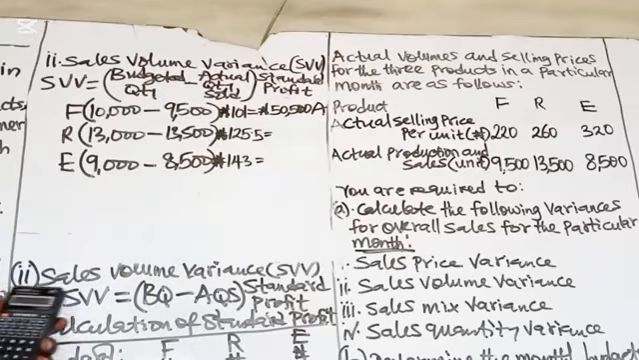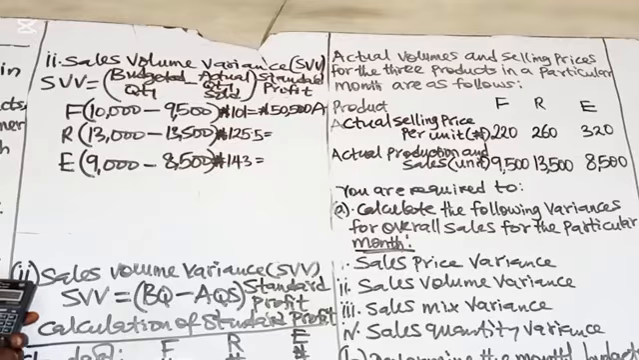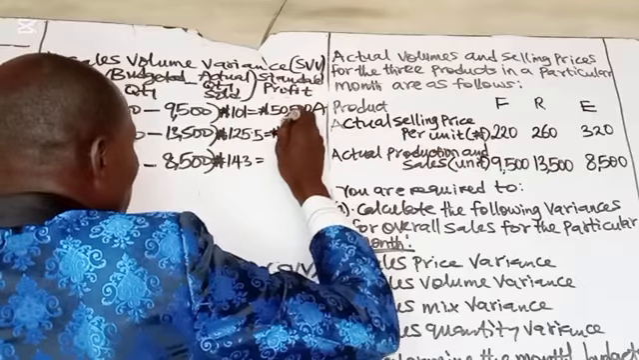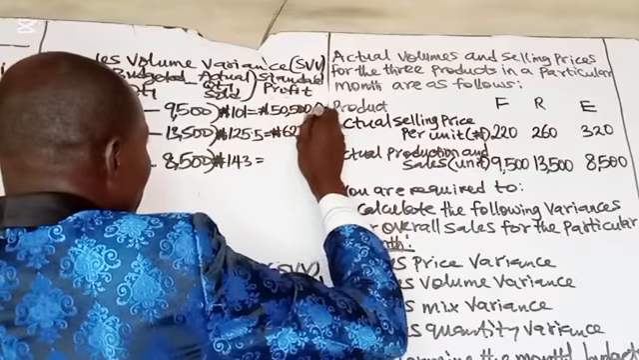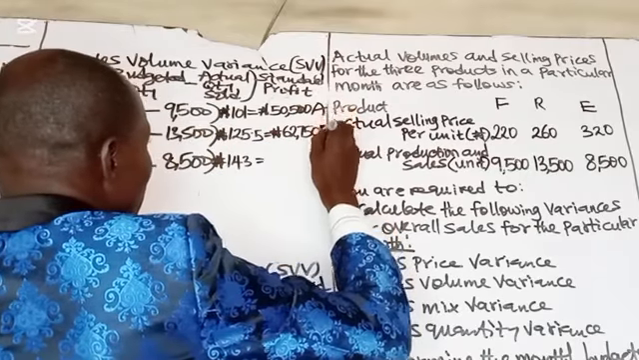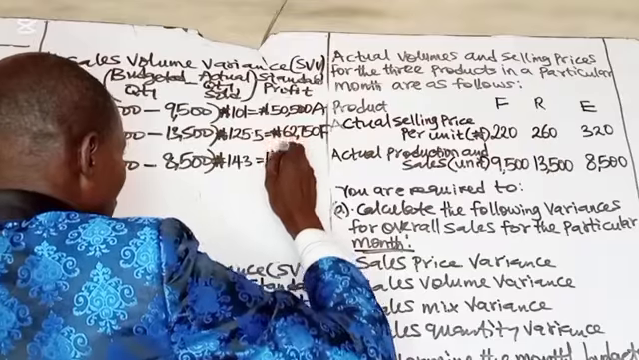Here, more quantity was sold. The difference is 500. 500 times 125.5, so we have 62,750. More were sold, so it is a favorable variance. This one, less was sold, so it's an adverse variance. 500 times 143 is 71,500.